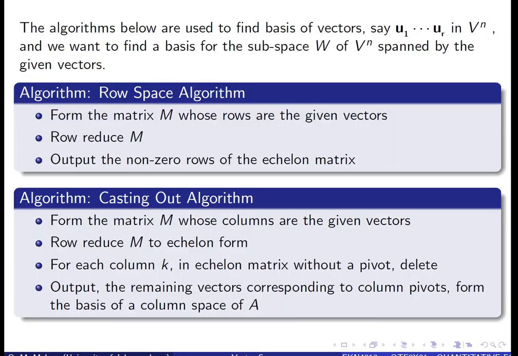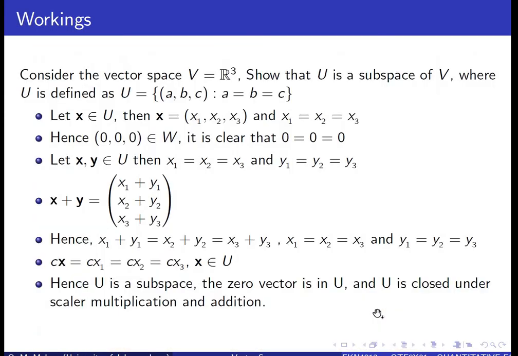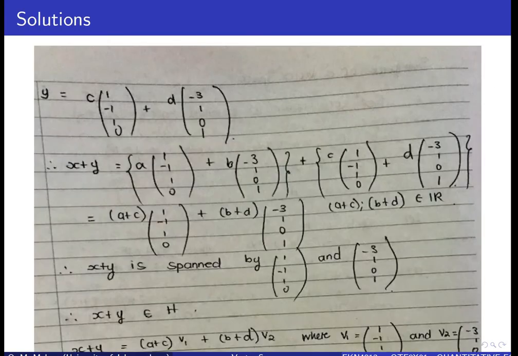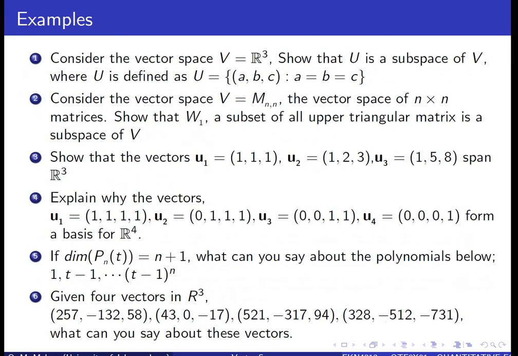Okay, I do have a few more examples. So we did number 1 and number 2. Now we need to show that vectors u1, u2, u3 span R3. I'm not going to do this example because we've done quite a number. I've explained this in a previous example.